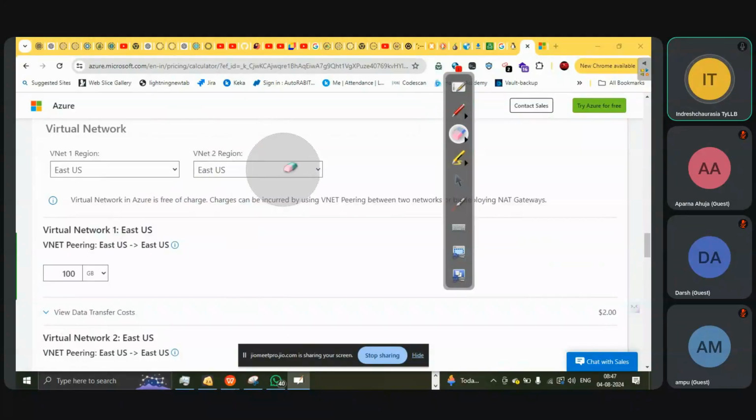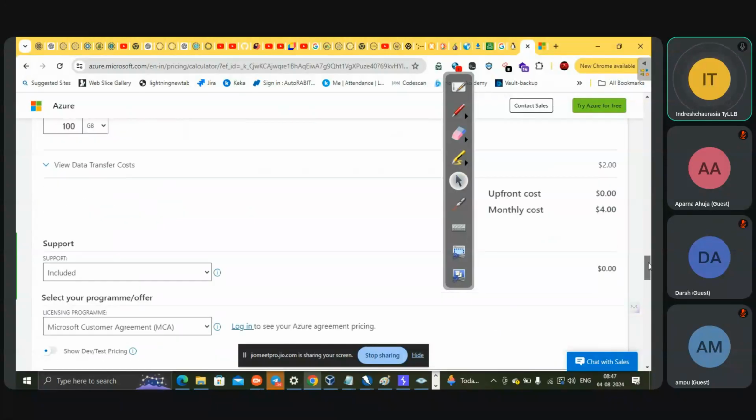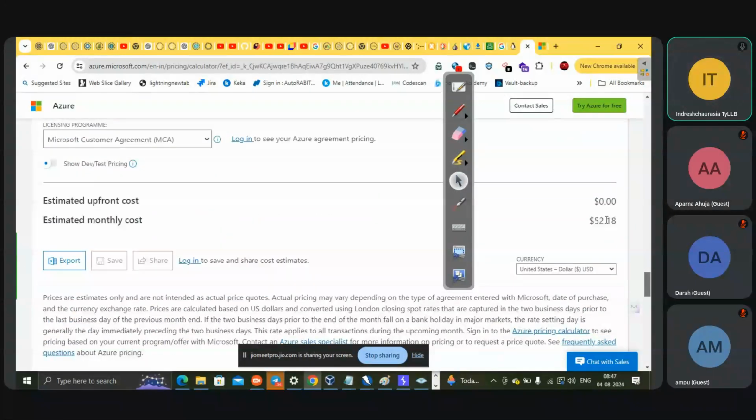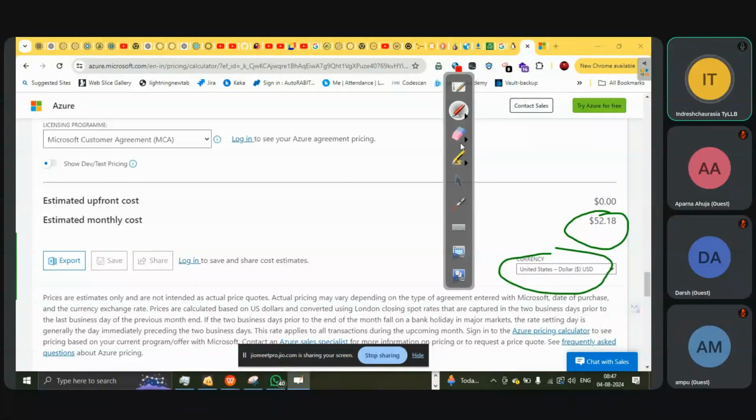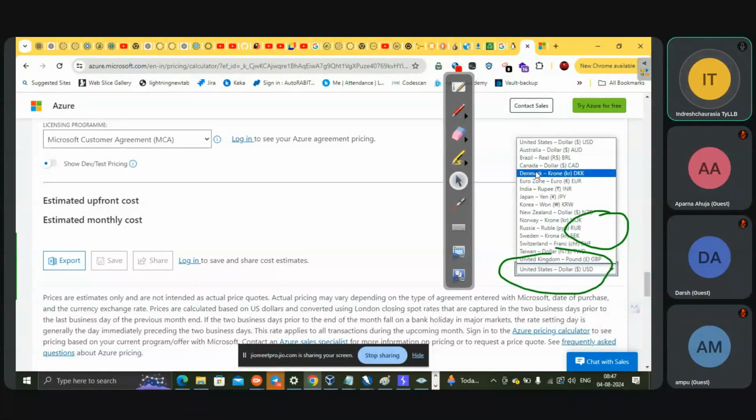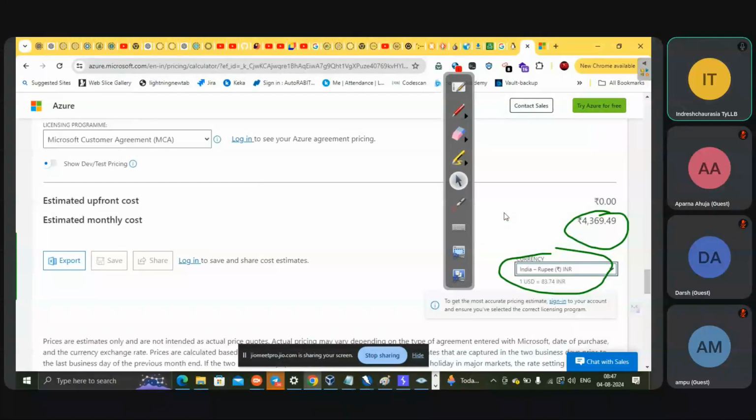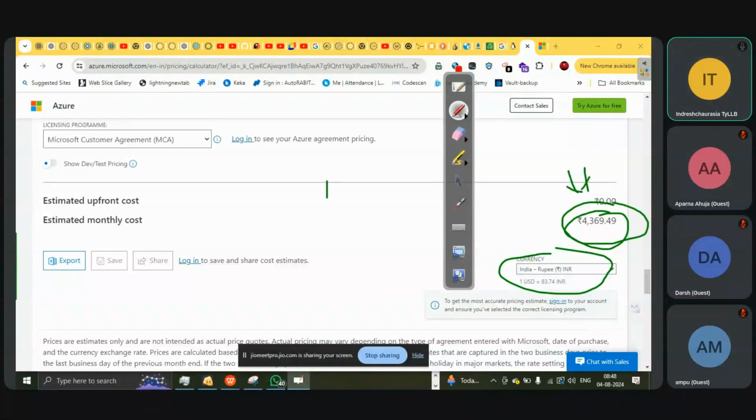For business purposes, if I use the calculator, it will show how much the cost is. If I wanted to see it in Indian rupees, this will be my cost. $1 I have to convert into 83.74, and the total cost will be 4,300. This is for Azure.